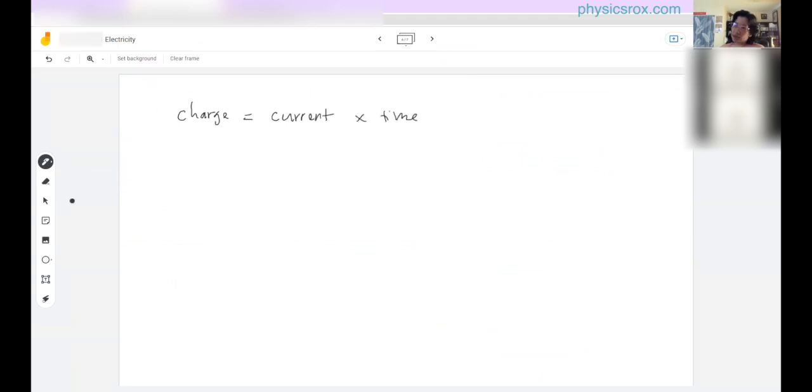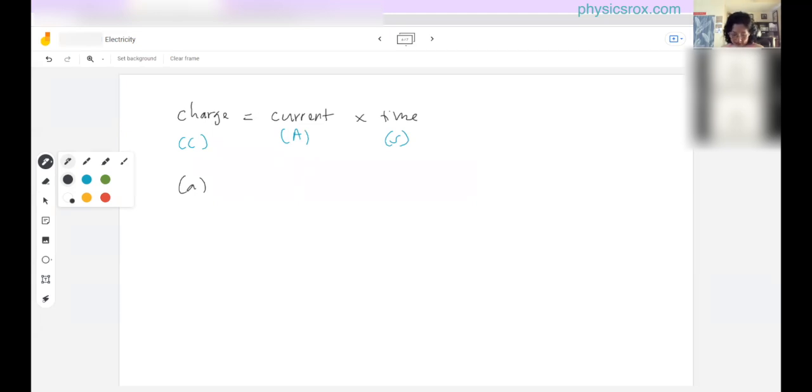Then it's just a matter of counting. You just take the current times time, but the current must be in ampere. You must convert into ampere. And the time must be in seconds. Whenever you write your answer, always write the unit. If you just give the number, sometimes, IGCSE depending on the year, some years they accept, some years they don't accept. So to be on the safe side, always write the unit with your answer.